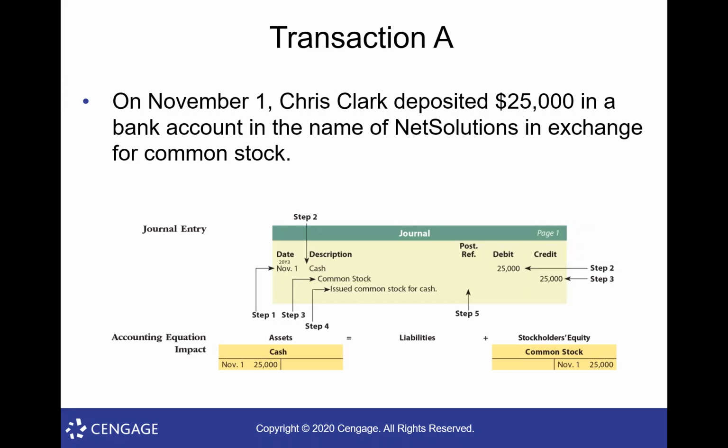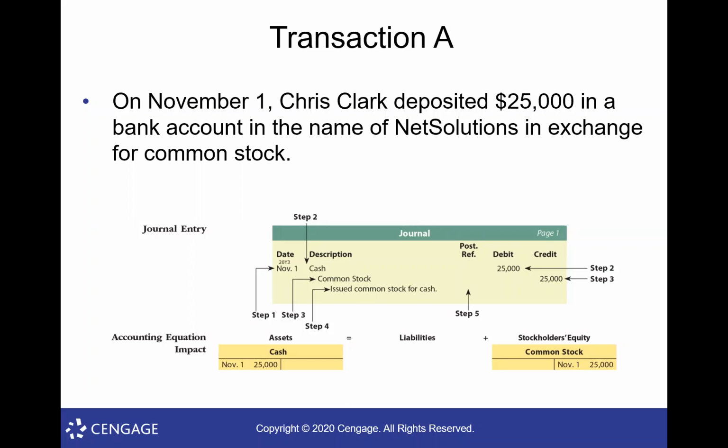Chris Clark, kind of a dope name, deposited $25,000 in a bank account in the name of NetSolutions in exchange for common stock. So for my brain, here's all their steps, right? Step one, put the date. Step two, the account to be debited. But to me, between the date and step two, I've got to actually think about what's debited and what's credited.